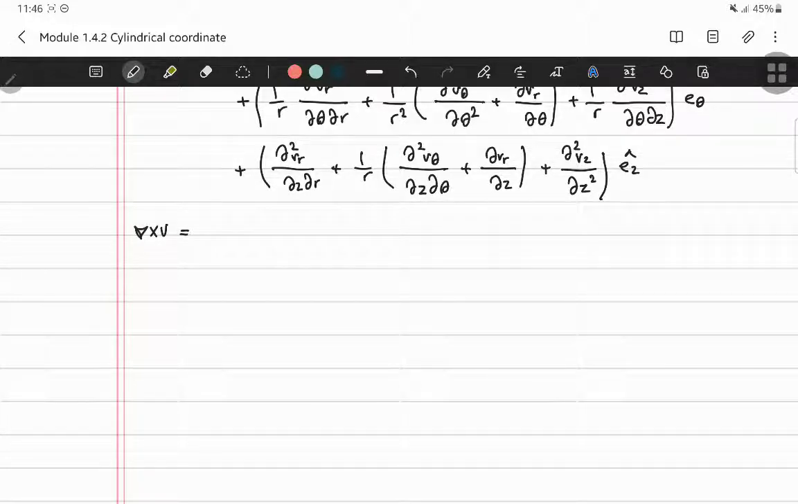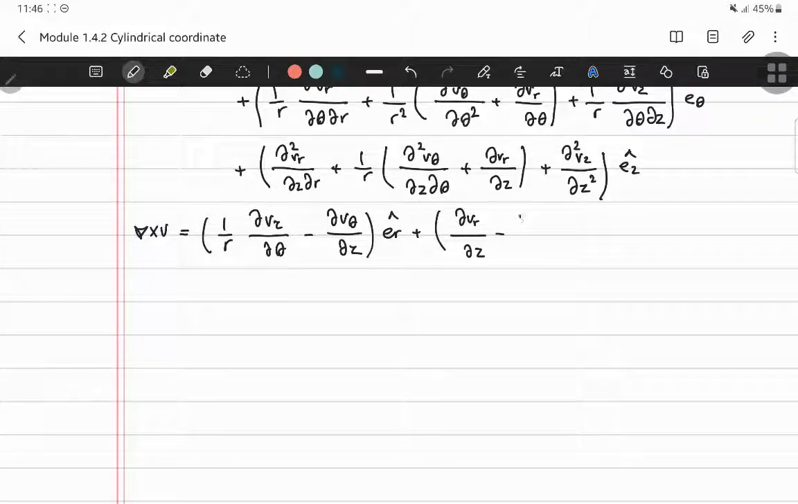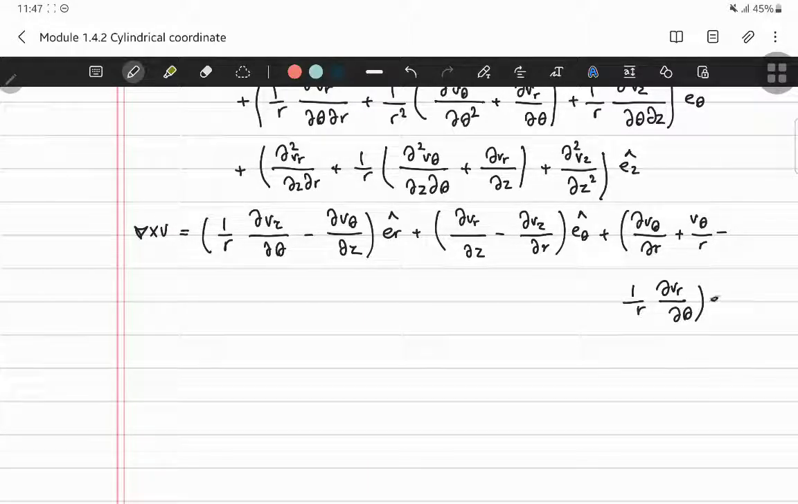So we already calculated this, so we can rewrite it here: 1 over r, partial of vz with respect to theta minus partial of v theta with respect to z, er, plus partial of vr with respect to z minus partial of vz with respect to r, e theta, plus 1 divided by r, partial of r v theta with respect to r minus partial of vr with respect to theta, ez. So here again we have this as vr, this is vz, and this whole expression here is v theta, and this whole expression is vz. So maybe it's a good idea just to write it like this. Okay, so this is vr, v theta, and vz.